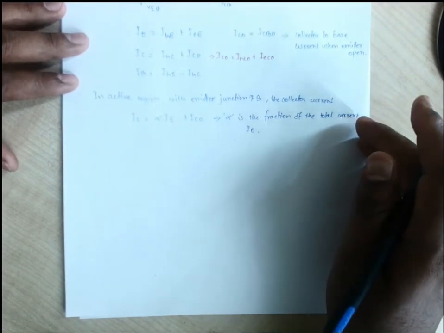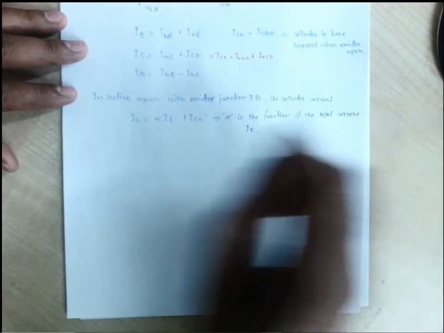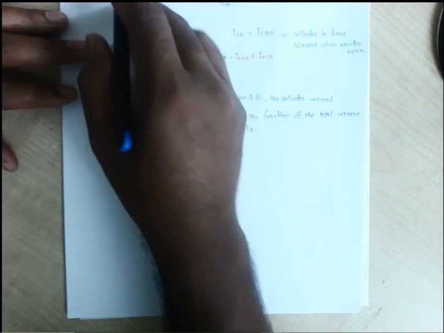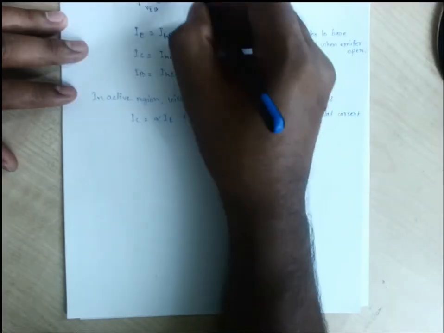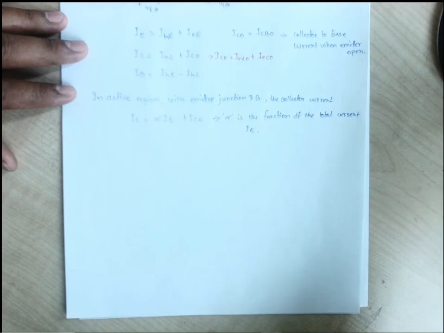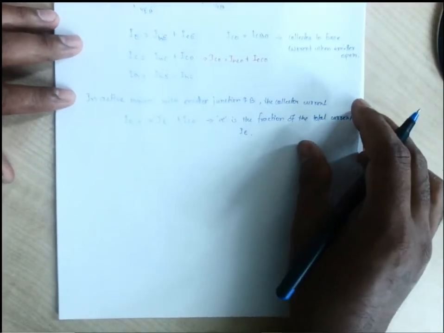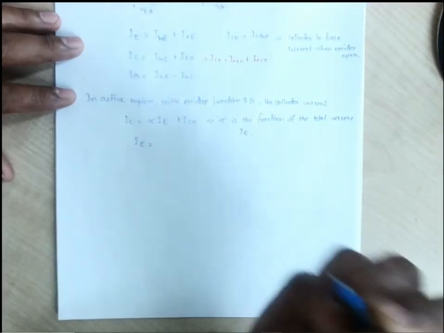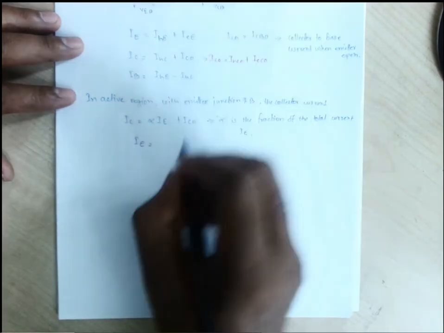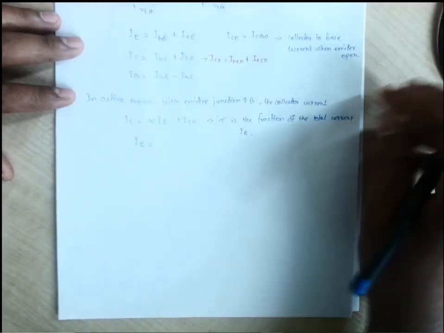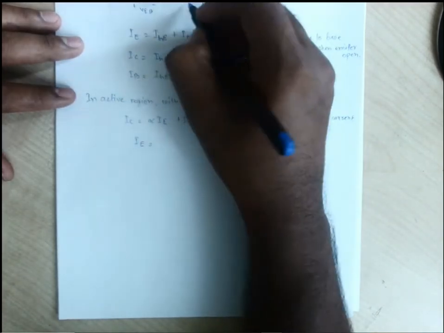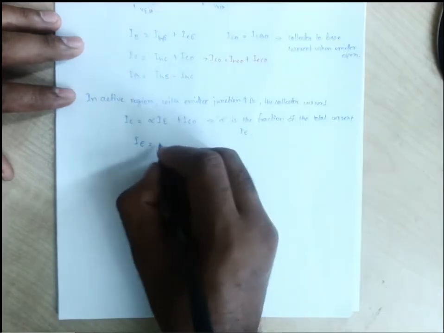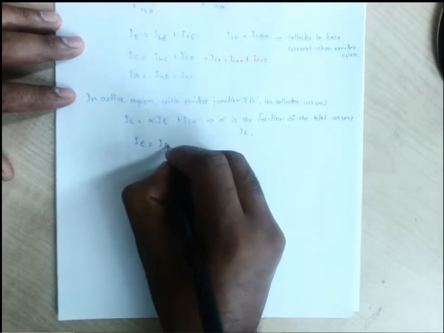So what will be this IE? What do we know about this IE? IE is the current whose constituents are IB and IC. IE is entering, IB is coming out, IC is also coming out. So we can say this IE is the total current in the external circuit. Internally it is IHE and IEE, but in the external circuit, IE is IB plus IC.